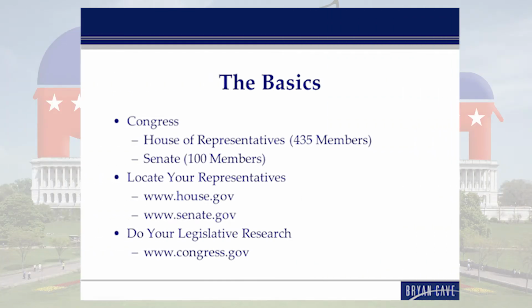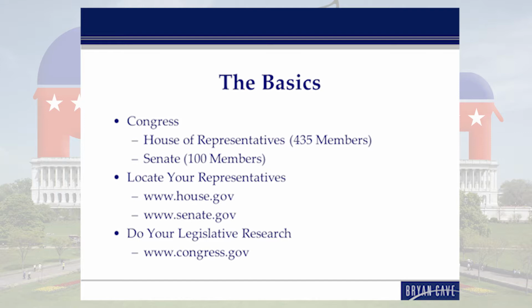First, just the basics. Congress is made up of 535 members: 435 members of the House and 100 members of the Senate. Each person typically has one representative from the House, and each state has 2 representatives in the Senate. An easy way to locate your representative is to go to house.gov and senate.gov, put in your address, and it will return who your member of Congress is.